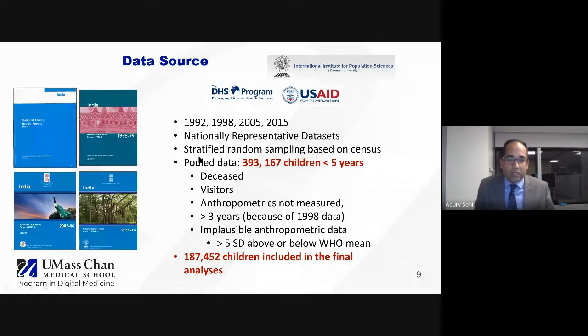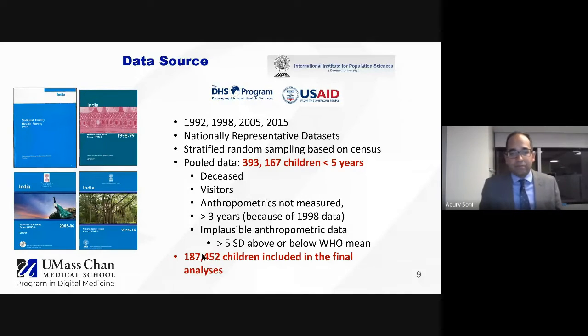The data source for this analysis came from Demographic and Health Survey data, the National Family Health Survey that was done in collaboration with Government of India. And that's a nationally representative data set. We were able to pull data across all cycles to end up with nearly 400,000 children under the age of 5. We excluded those children that were deceased, those that were visiting the household, those where anthropometrics could not be measured, and those that were older than 3 years of age, because there were some years where some of the data was not collected for that population.